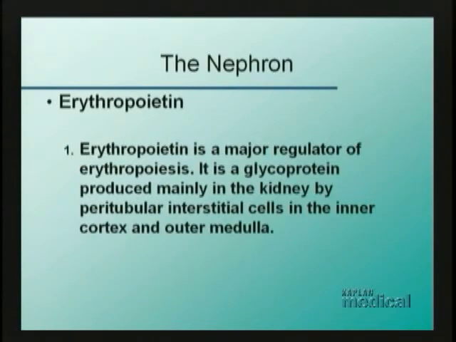Finally, a comment, and I've added this as well, about erythropoietin. Erythropoietin is the major regulator of erythropoiesis, logically, and it is a glycoprotein that's produced mainly in the kidney. What can come up on the exam is what kind of cells and where is this produced? As we know now, it's produced by what are known as peritubular interstitial cells that are largely found in the inner part of the cortex of the kidney and in the outer part of the medulla.